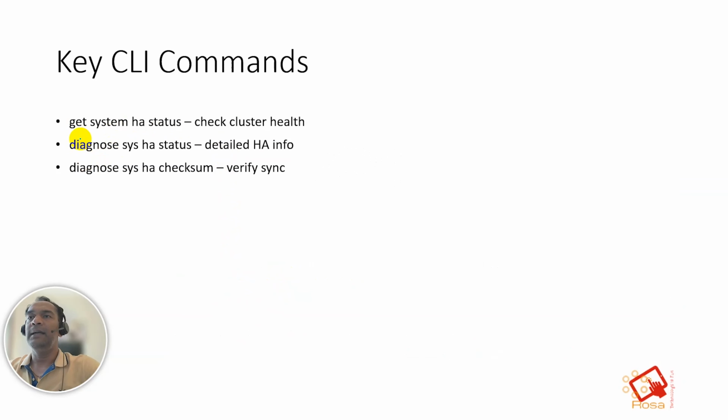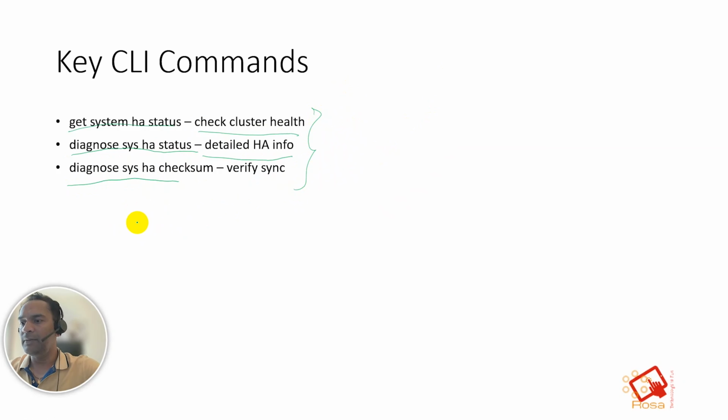The key CLI commands for troubleshooting are: get system ha status to check cluster health, diagnose sys ha status for detailed HA information, and diagnose sys ha checksum to verify the sync between the devices. So they are important commands.